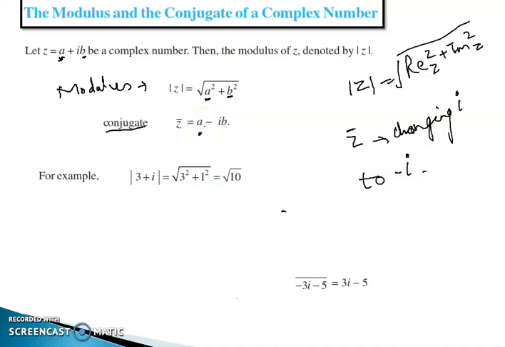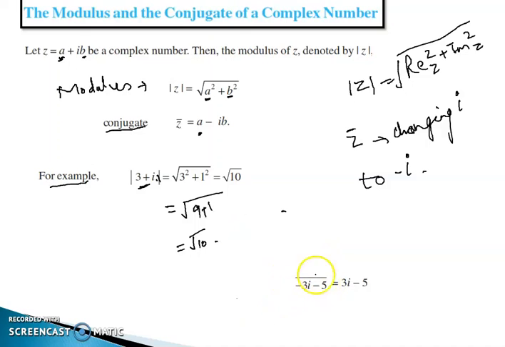Now I am taking two examples, one for the modulus and one for the conjugate. First I am taking mod of 3 plus iota. It will be square root of 3 square plus 1 square, since the iota can be written as iota into 1. 3 3s are 9, 1 square is 1, which means root 10 is the answer.